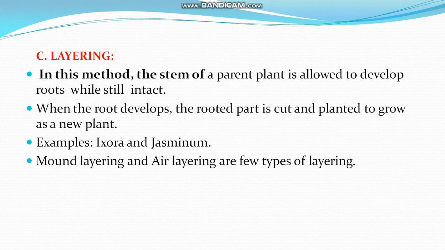Third method, layering. In this method, the stem of the parent plant is allowed to develop roots while still intact. When the roots have developed, the rooted part is cut and planted to grow as a new plant. Example, Ixora and Jasminum. Layering is classified into mainly two types. The first is known as mound layering, the second is called air layering.